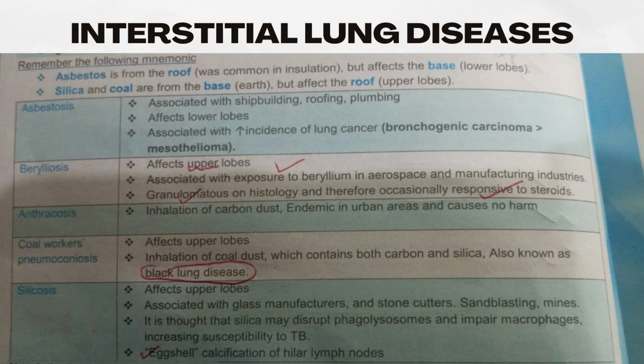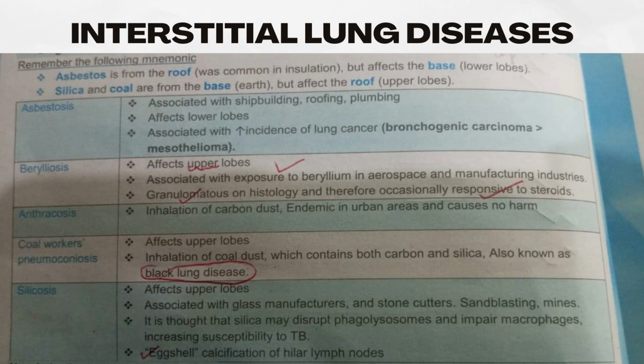That was common in insulation before, but it affects the base, that is the lower lobes, and is associated with increased incidence of lung cancer. It causes more bronchogenic carcinoma than mesotheliomas. Whereas silicosis and coal workers pneumoconiosis affect the upper lobes. Coal worker pneumoconiosis is self-explanatory.